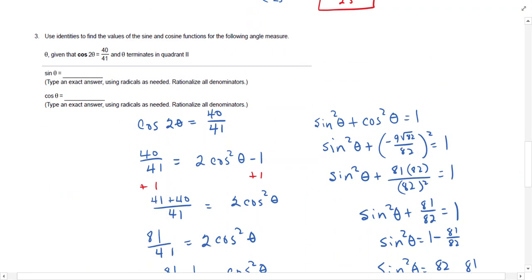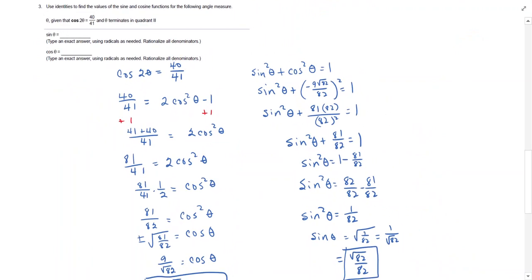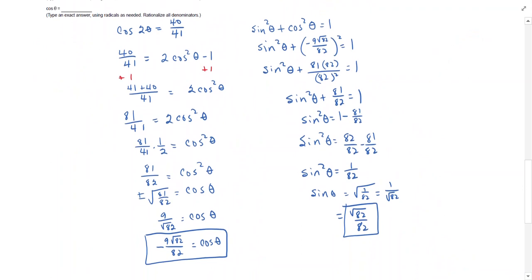Number 3. Okay, so we were given that cosine 2 theta is a value. Remember, that's like the one we did in the lecture notes. So I plugged that 40 over 41 equal to this formula. Remember, we solved for cosine theta. So you do all that algebra and come down to here. So cosine theta is plus or minus the square root of 81 over 82. On the top, we can get 9 over the square root of 82. Rationalize it, you get negative 9 square roots of 82 over 82.